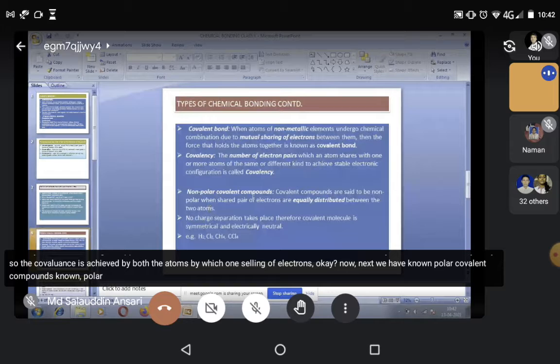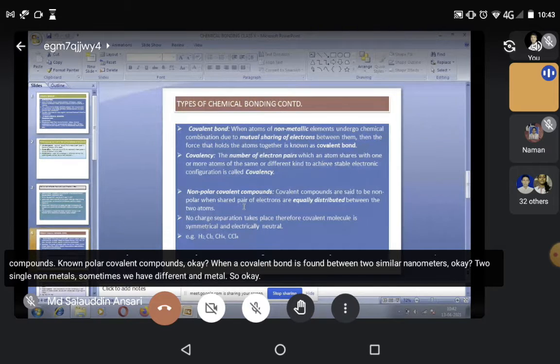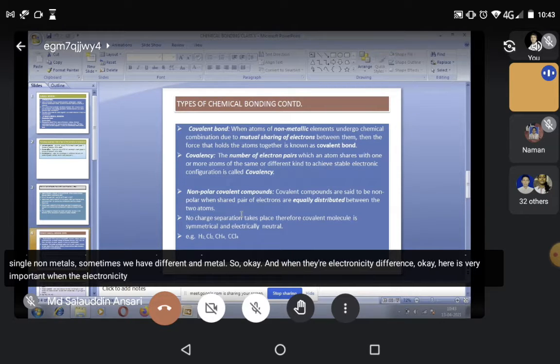Non-polar covalent compounds. The covalent bond is found between two similar nonmetals. Sometimes we have different nonmetals also. Here electronegativity difference is very important. When the electronegativity difference between the two combining atoms is zero or nearly zero, then they form non-polar covalent bonds.